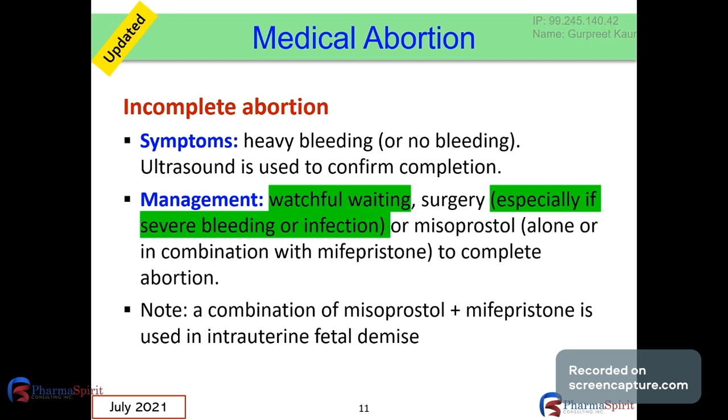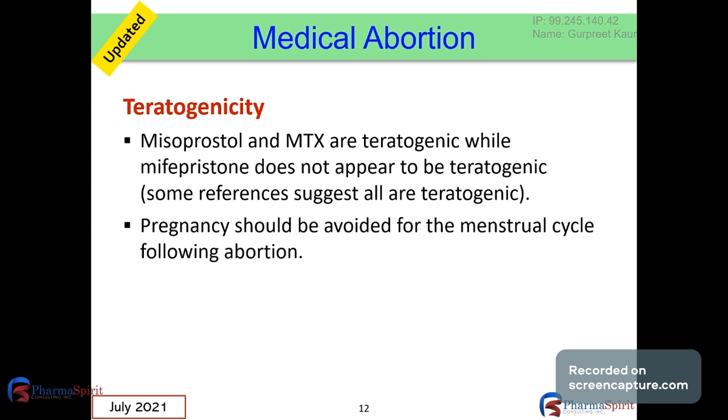The next complication of medical abortion is teratogenicity. Both misoprostol and methotrexate are known teratogens. Misoprostol is associated with limb abnormalities and neurological abnormalities that affect muscle control, and methotrexate is associated with growth deficiencies. On the other side, mifepristone doesn't appear to have a teratogenic effect. However, some references suggest that all three agents are teratogenic.